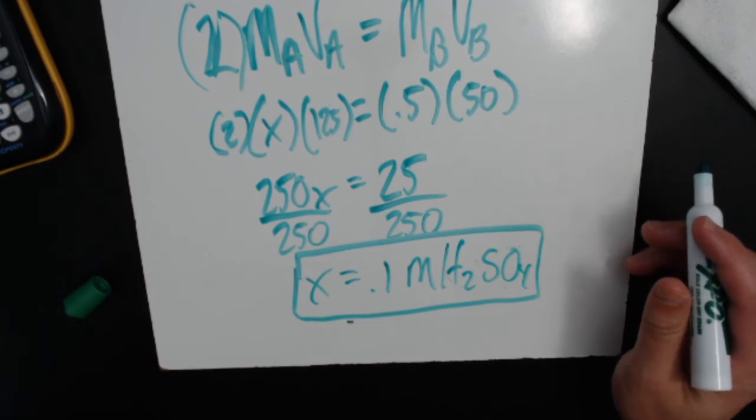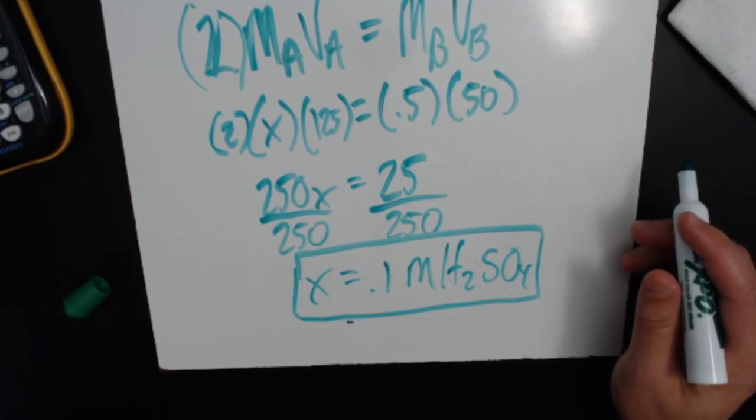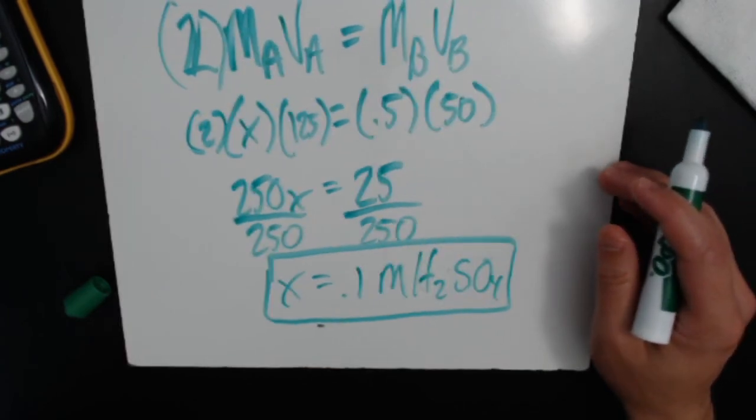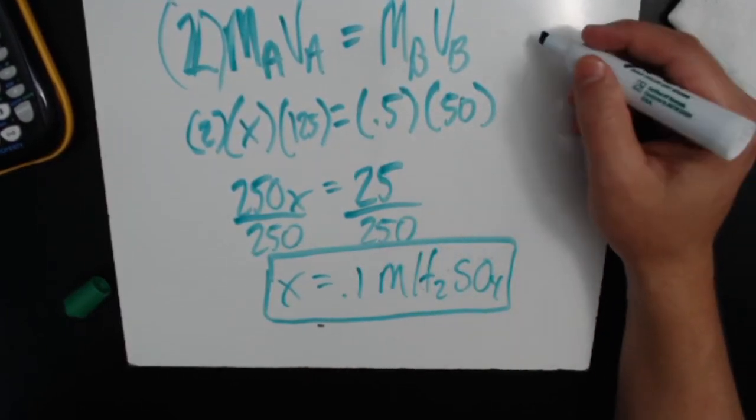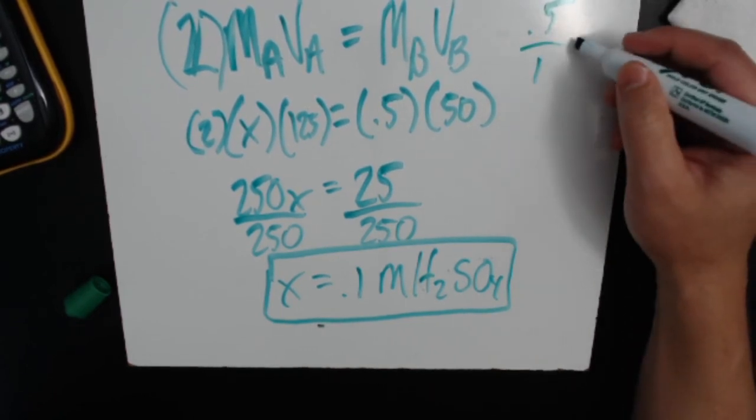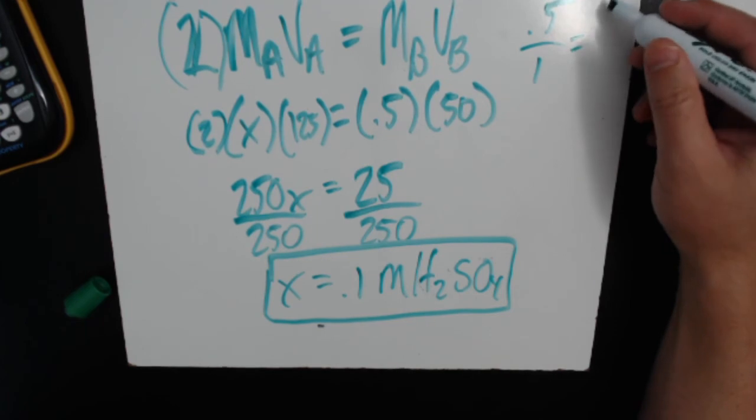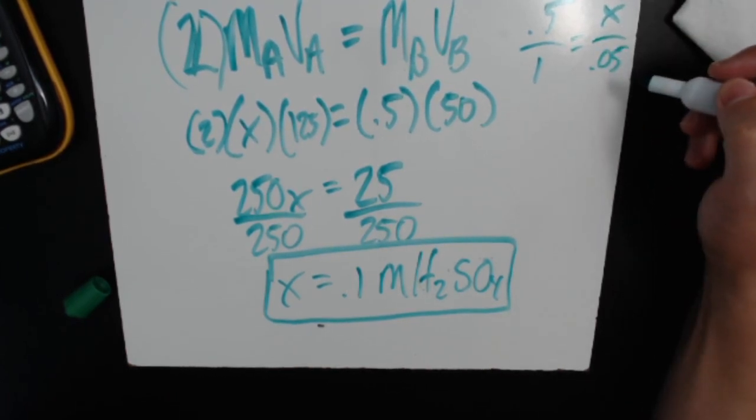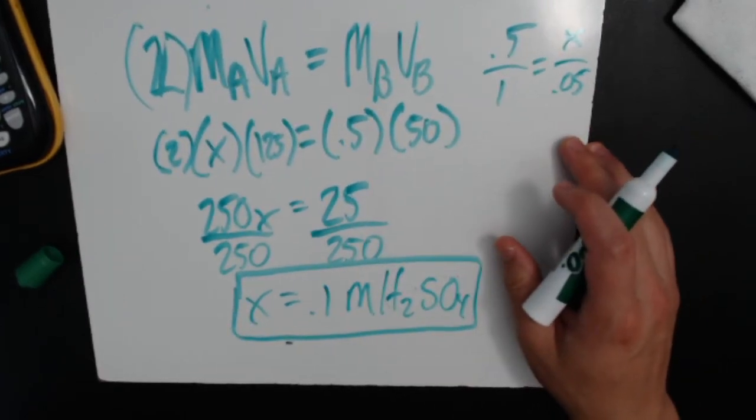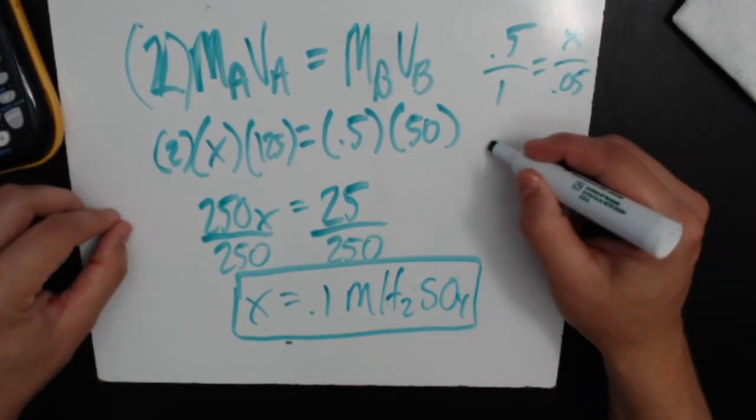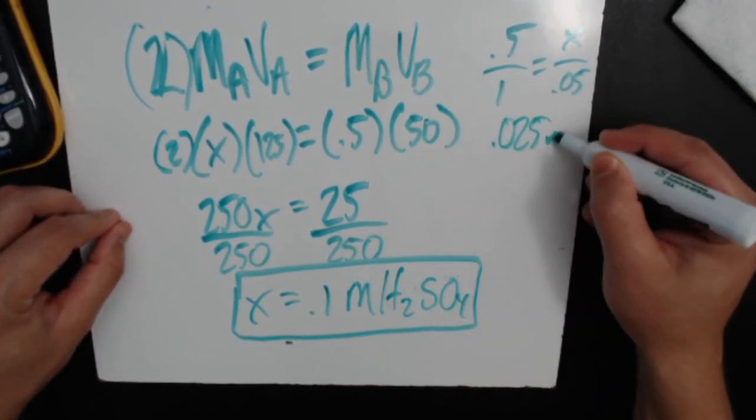Well, let's do some quick math here. I need to have double the amount of moles of the base that I do acid. So 0.5 over 1 is equal to x over 0.05. This would give me the number of moles of my base. So 0.5 times 0.05, I have 0.025 moles of my base.